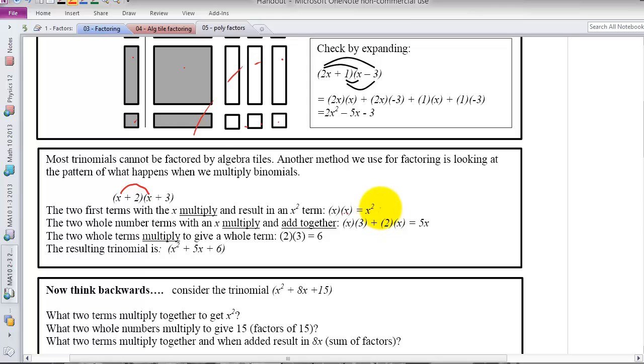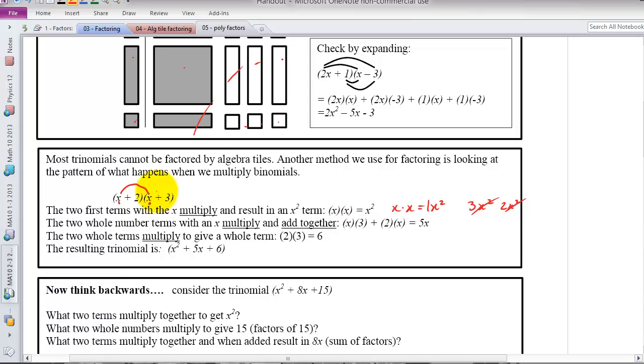So for this particular method we're learning today, we're looking for only situations where x times x equals x squared. We're not talking about something that equals 3x squared or 2x squared. We're not dealing with that. We're just dealing with the case of 1x squared, so only when these two are singular x's. Okay, so that's the first part of the pattern.